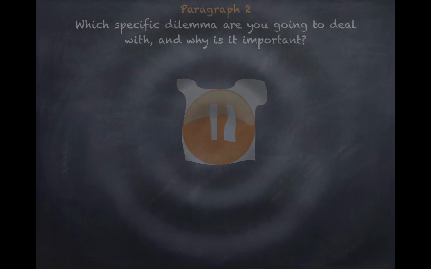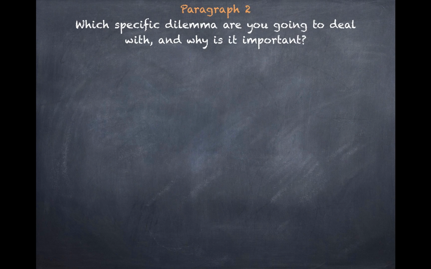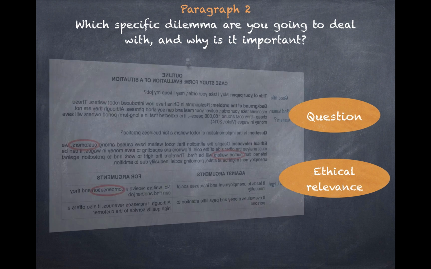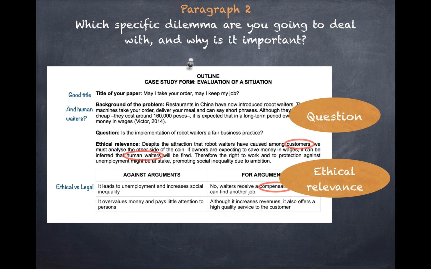The second paragraph has to answer the question, which specific dilemma are you going to deal with and why is it important? This is in fact the question and the ethical relevance that you already wrote in your outline. In the case of process automation, our question was: is the implementation of robot waiters a fair business practice?